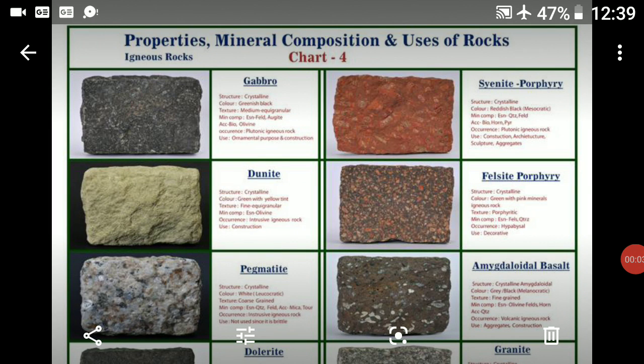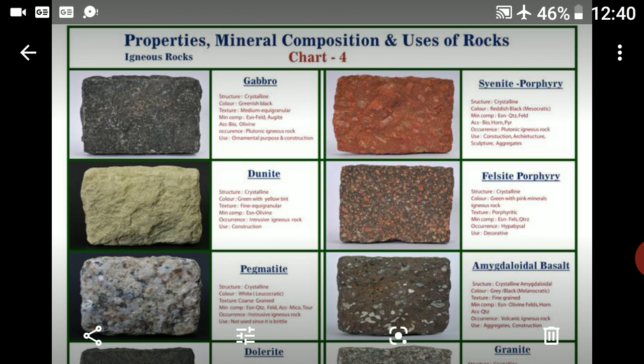Dear guys, in this video we can describe rock specimens with the help of properties and mineral compositions, and also we can discuss the uses of rocks. This is very important where these rocks are used for construction.